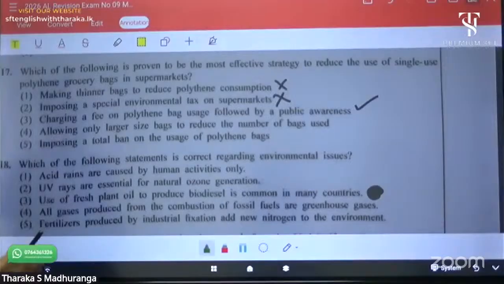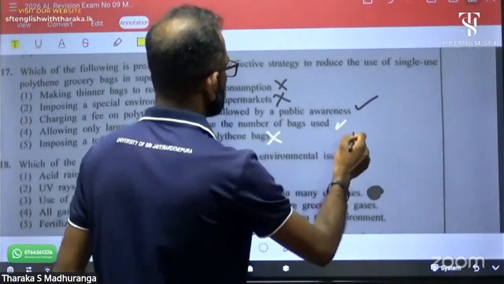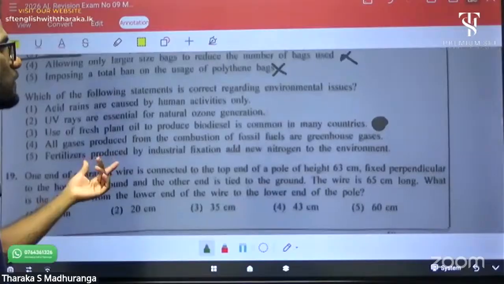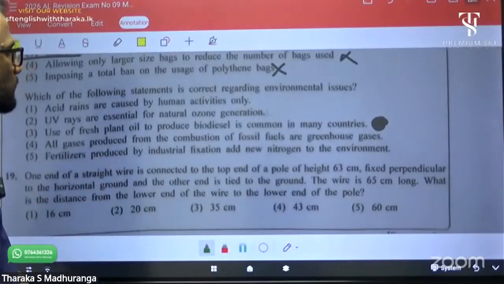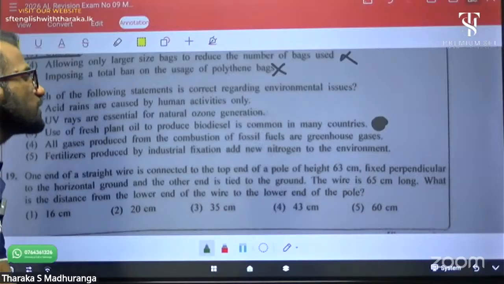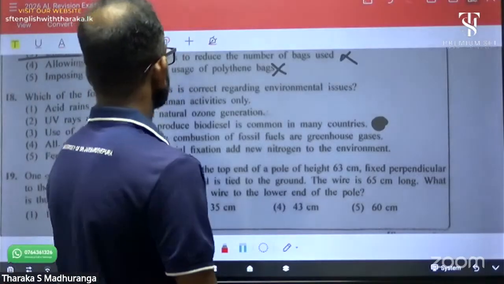Allowing only large size bags to reduce the number of bags used. That's not practical. No. Imposing a total ban on usage? We can't totally ban polythene. Nowadays we practice adding a charge for polythene bags, then the buying is decreasing. Which of the following statements is correct regarding environmental issues?